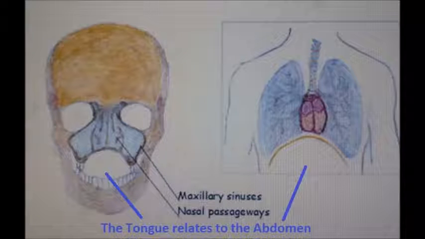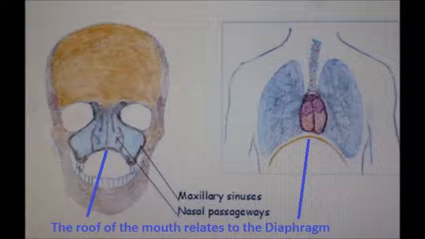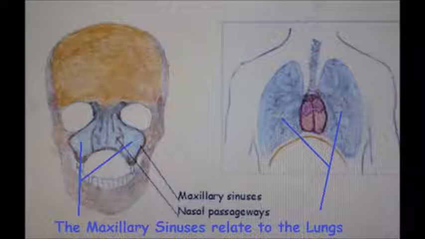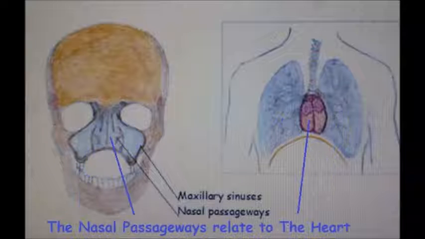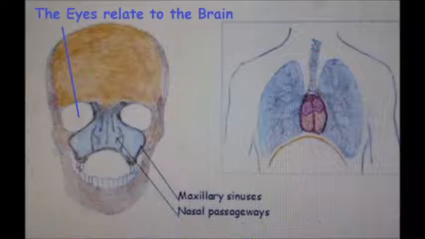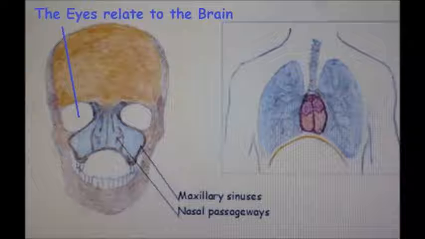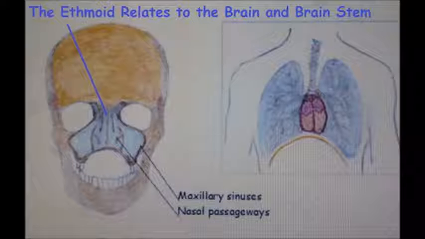Can you see how the roof of the mouth has the same dome as the diaphragm? The large maxillary sinuses are like the two lungs. See the nasal passageways, you can almost see the four ventricles there. The eyes are very much to do with the brain. They're the higher centres, and the ethmoid is very much to do with the brain stem and the thalamus.